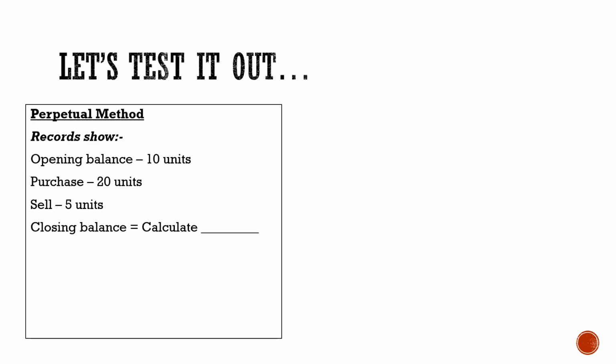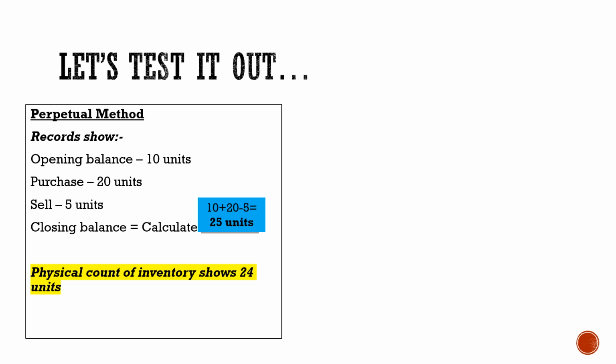Alright, so let's test this out. So under the perpetual method, we are using the inventory cards to help us track the movement of inventory. So in our records, we can see that we had an opening balance of 10 units, a purchase of 20 units, a sale of 5 units, and therefore we can work out closing balance of 25 units. Then we do a physical count of inventory, which revealed that we only had 24 units on hand. This difference of 1 unit is therefore an inventory loss, which we have identified, and we can investigate the loss further.